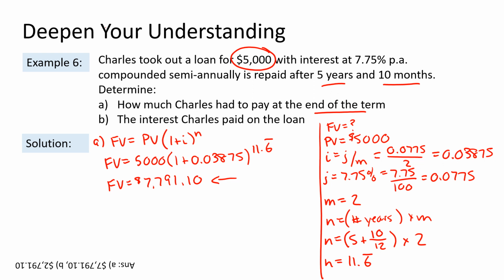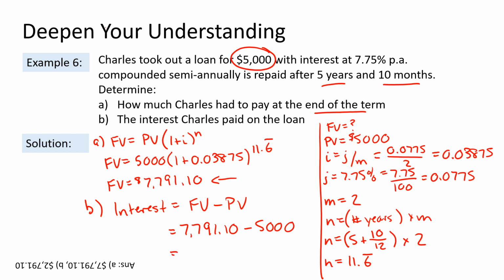The difference between these two numbers is how much it costs Charles for this loan. That interest that he pays is how much it costs him. So for part B, the interest is simply your future value minus your present value. So $7,791.10 minus the present value. What was the amount of money you were loaned, which was $5,000? Subtracting these, you get $2,791.10. You can see this cost an enormous amount of money relative to what the loan was to achieve it now.